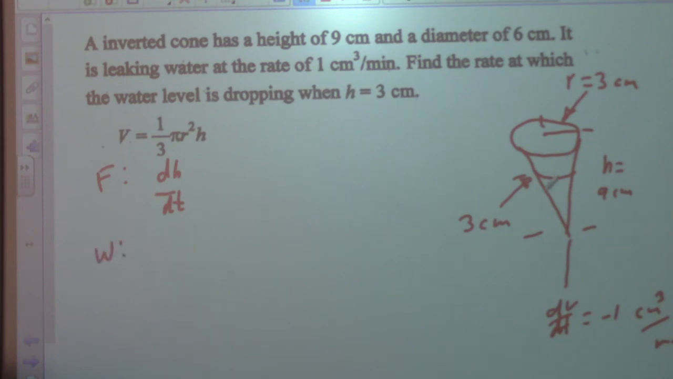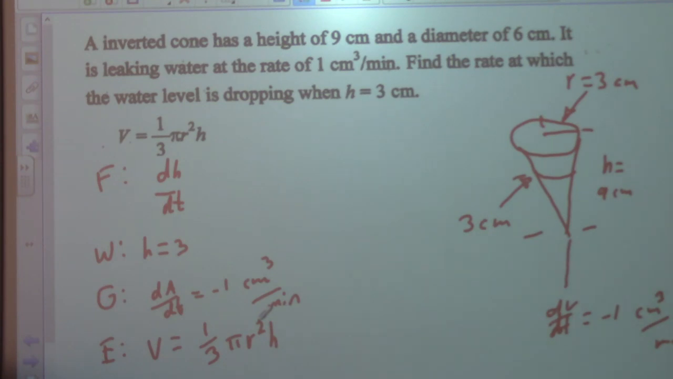When h equals 3. And what you're given is dV/dt equals -1, it has to be centimeters cubed per minute. And you're also given the cone's dimensions. So the overall height is 9 and diameter is 6, or radius is 3. And our equation is going to be this one, which is volume equals 1/3 pi r squared h. What are you going to have to do with this?